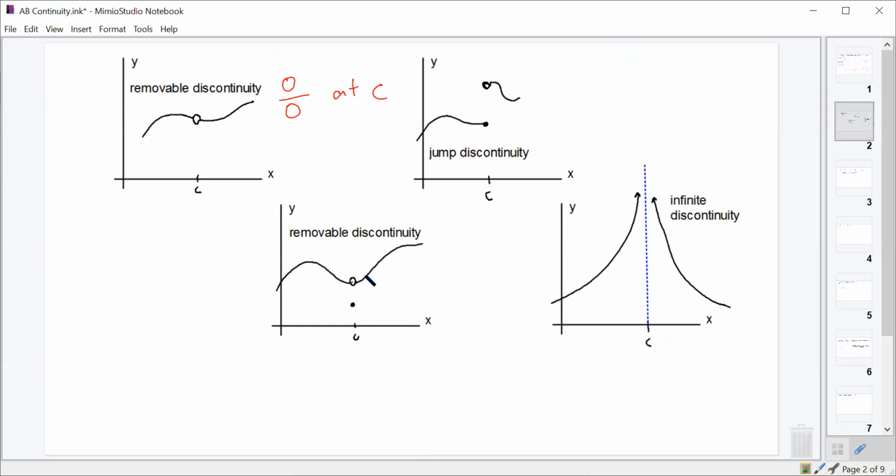And then this one with the removable discontinuity also may have an extra point plotted at C. So the function exists for all real numbers, perhaps, but it's not continuous for all real numbers because this point at C doesn't fill in that hole that we have. Everybody good with that? The removable discontinuities?